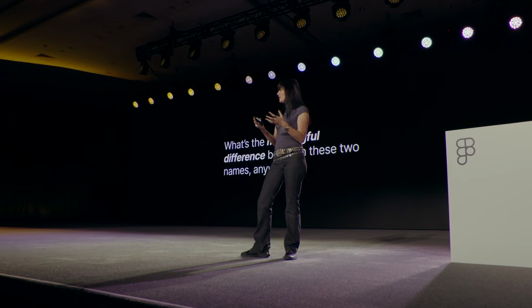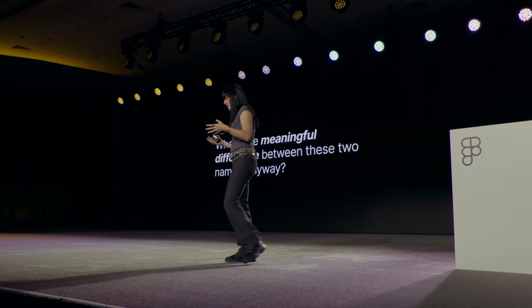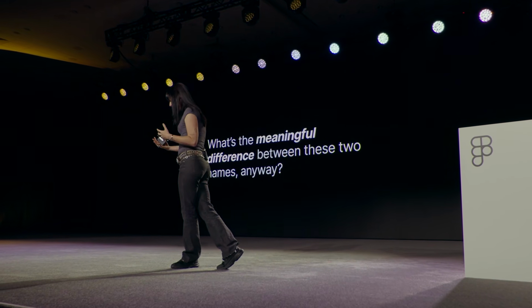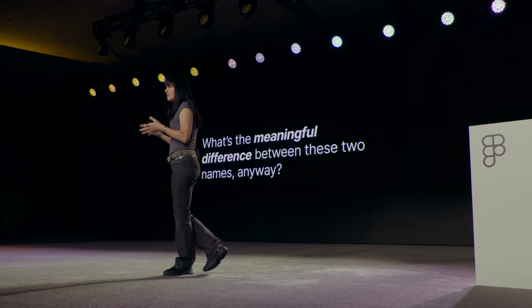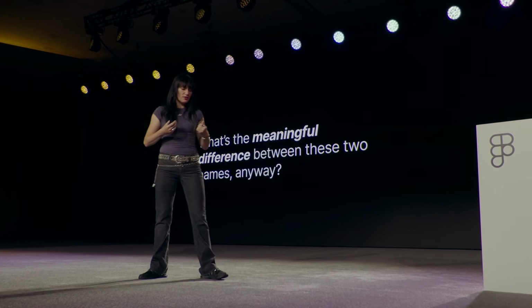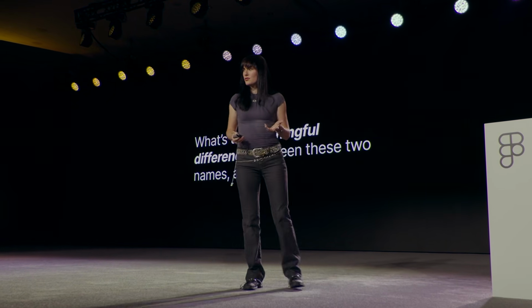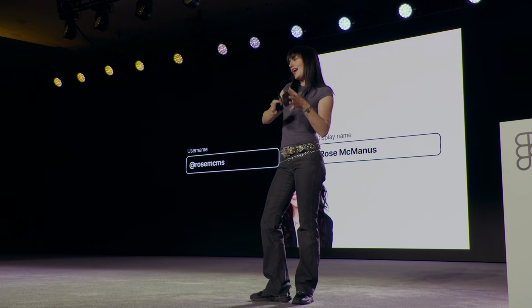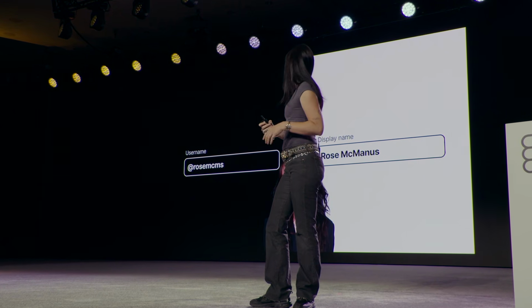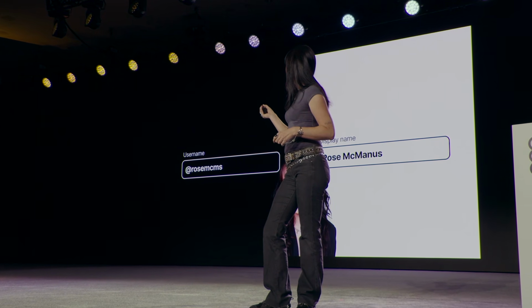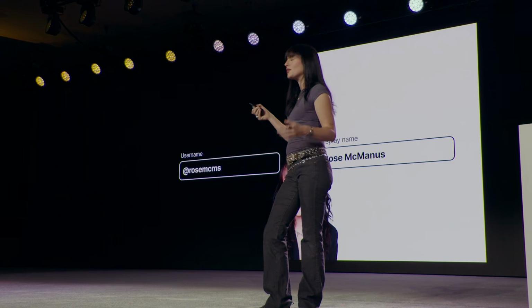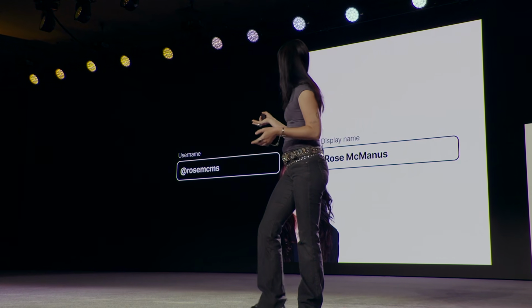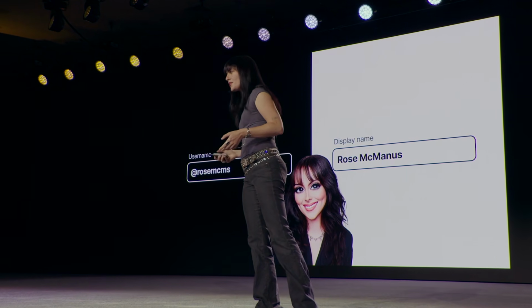So I was wondering, if most social media platforms use both of these kind of name fields, and we're using both but in different ways, what's the meaningful difference here? What do these mean to people, and which one should we use? For me, it's the difference between being @RoseMCMS and Rose McManus. So it's like kind of like my name. Like you can see how I got there. It's like hearkening to it.